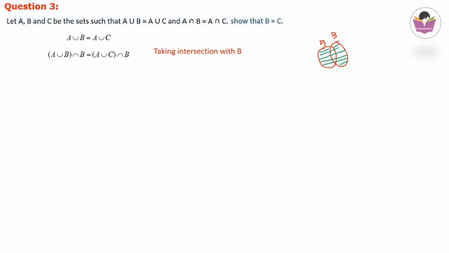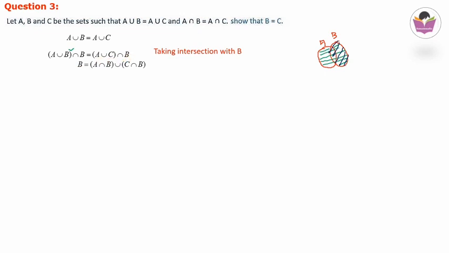Now we are asked to check A union B intersection B. Intersection B means the common portion with B, and A union B which is common with B. The B portion is here, you can see. So this is B, and A union B intersection B. A union B is the entire circles, A and B, common with B. Common with B means this portion. So both the shaded portions coincide, which means that will be equal to B. So A union B intersection B is equal to B.